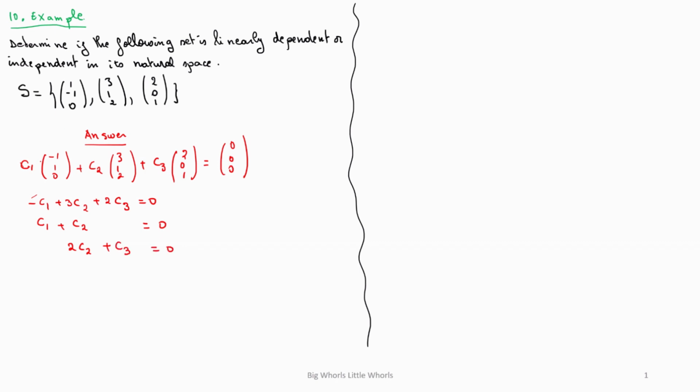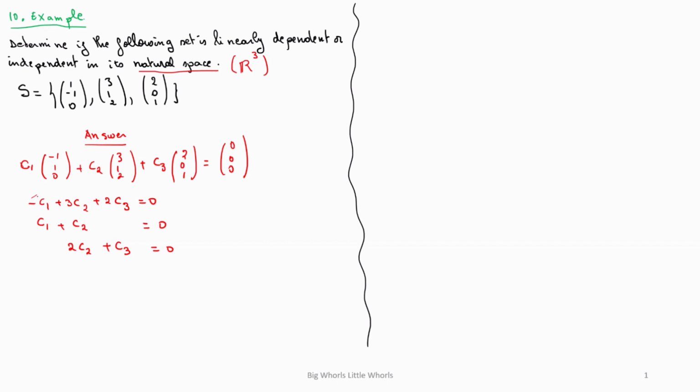How do we add vectors together? We add them component-wise. And here it says it's a natural space. What is the natural space of S? It is R3, the space made of three-component vectors, column vectors. So that is its natural space. Now let's perform Gauss's method. I'm sure you remember how we do it.